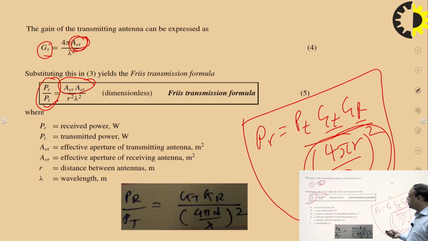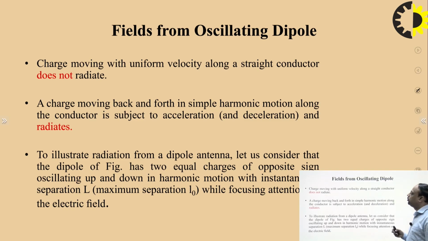So this is the Friis transmission equation, which is used to calculate the transmitting or receiving power from different antennas. Now, the field from an oscillating dipole is one of the topics that is a little involved: the visualization of how the electric field radiates from the oscillating dipole.